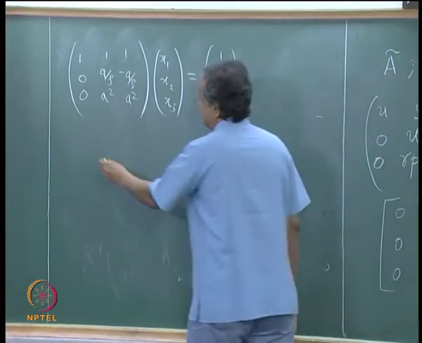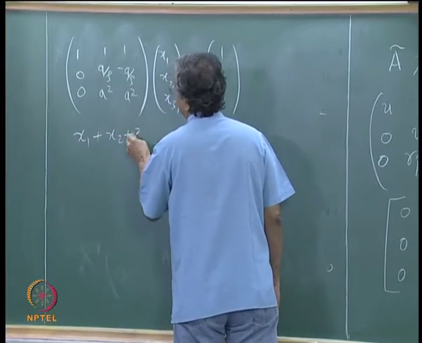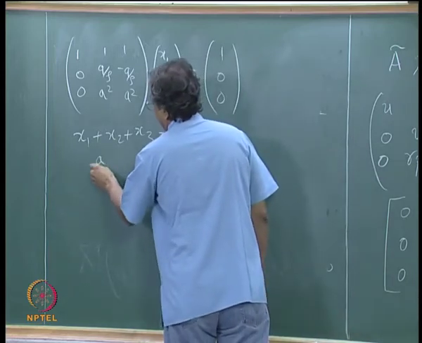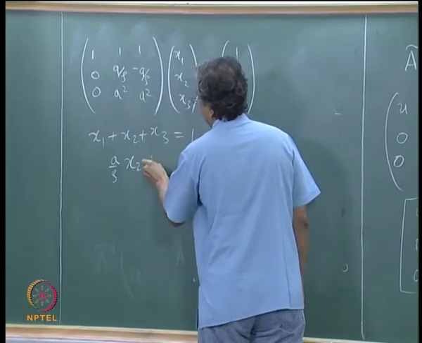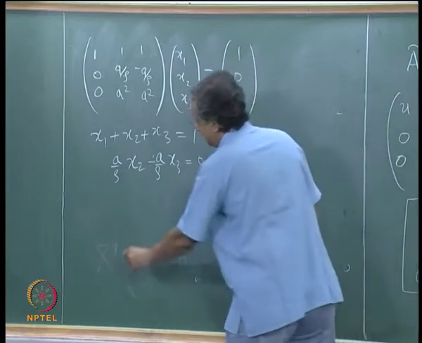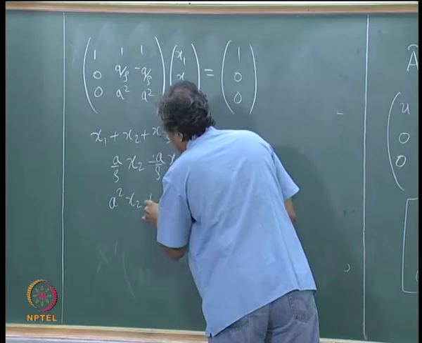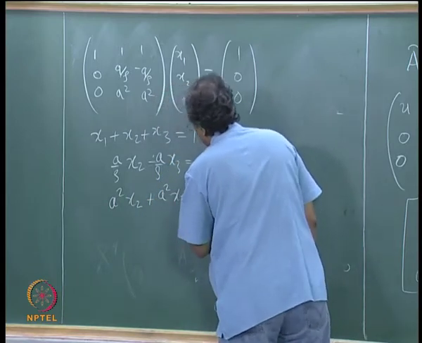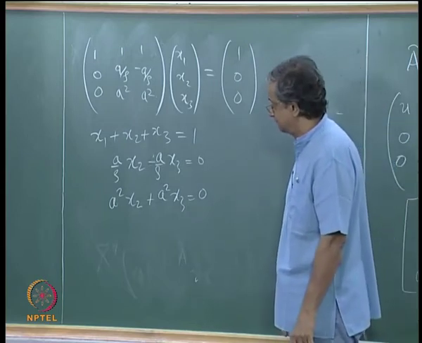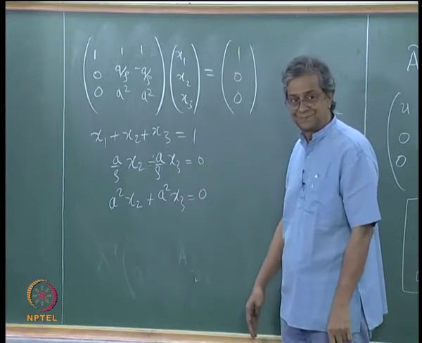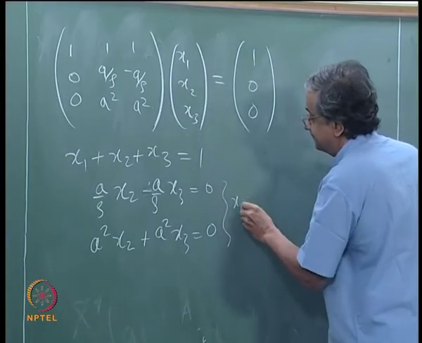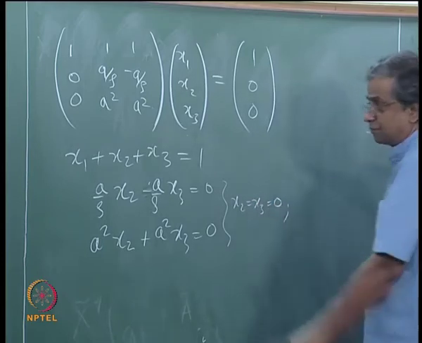Fine. So the first equation is x1 plus x2 plus x3 equals 1. Nice. Second equation is a by rho x2 minus a by rho x3 equals 0. The third equation is a squared x2 plus a squared x3 equals 0. Fine. What does this tell you? X2 and X3 are 0, right? And X1 of course will be 1, right?